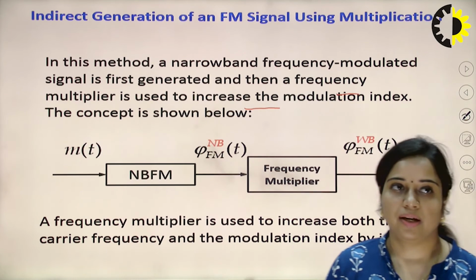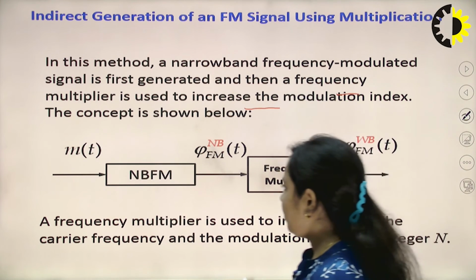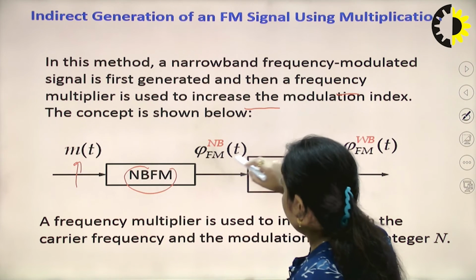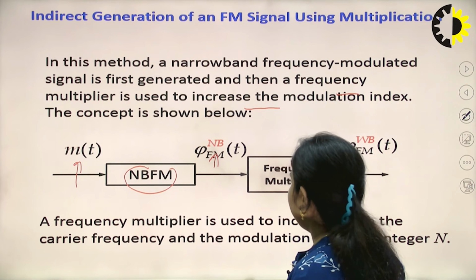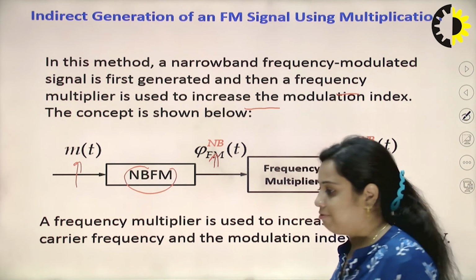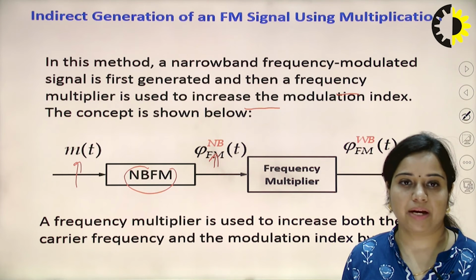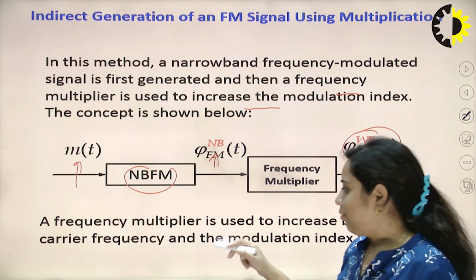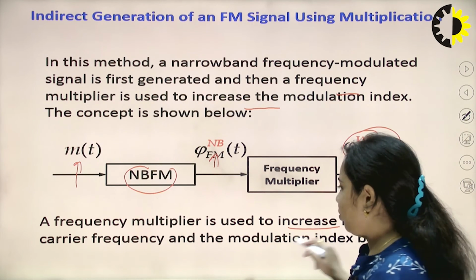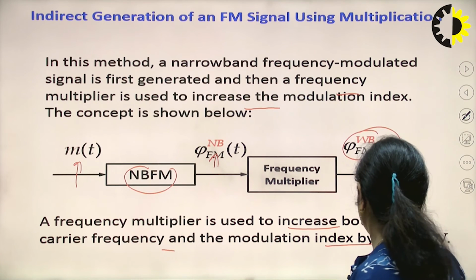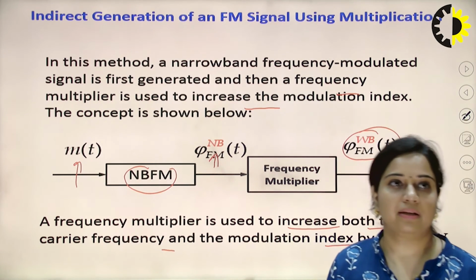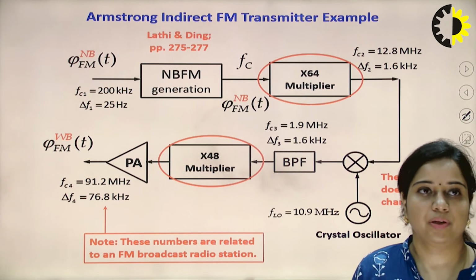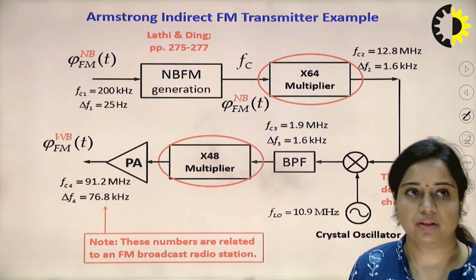So what are we doing in the indirect method? This is the message signal m(t) which is provided to the NBFM. The output will be a narrowband FM signal, then a series of different frequency multipliers are connected in cascade, and the output will be a wideband FM. A frequency multiplier is used to increase both the carrier frequency and the modulation index by the integer denoted by capital N. Now, this is the Armstrong indirect method, a very important topic related to indirect FM generation.